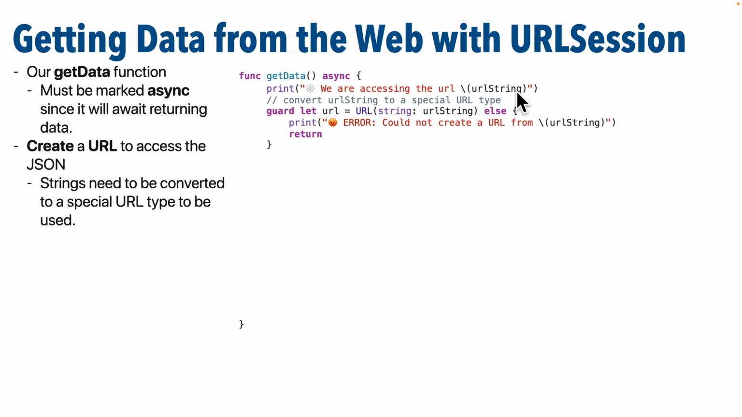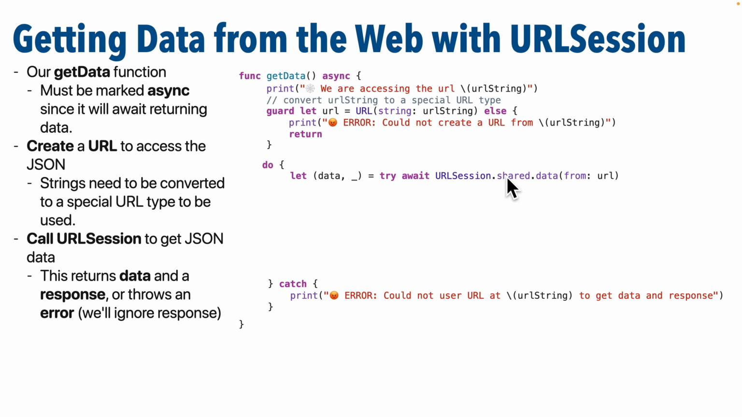Then we'll call URLSession, passing in the URL that we just created. Now URLSession is a special class that we'll use to handle getting JSON data over the internet. It returns data from over the web, and it returns a response, which is usually a status code that reports if the call worked or not, and it'll also throw an error if we have a problem with the URL session. Now in this case, it'll either work and we'll get data, or we'll throw an error, so I'm going to ignore the response value in here. That's why I have an underscore.